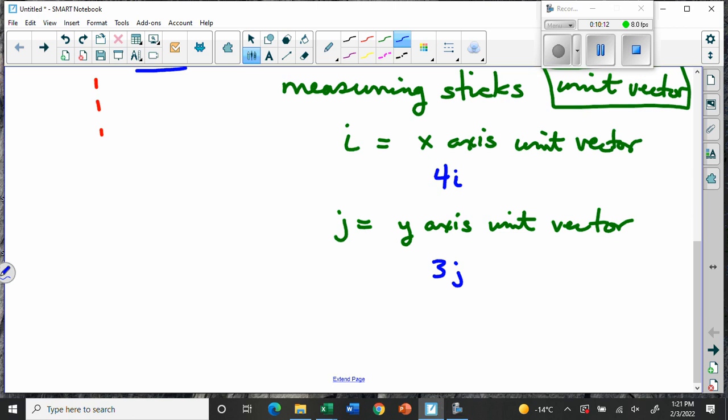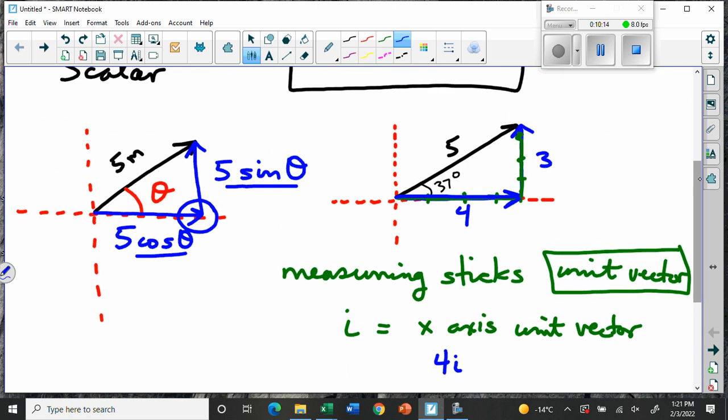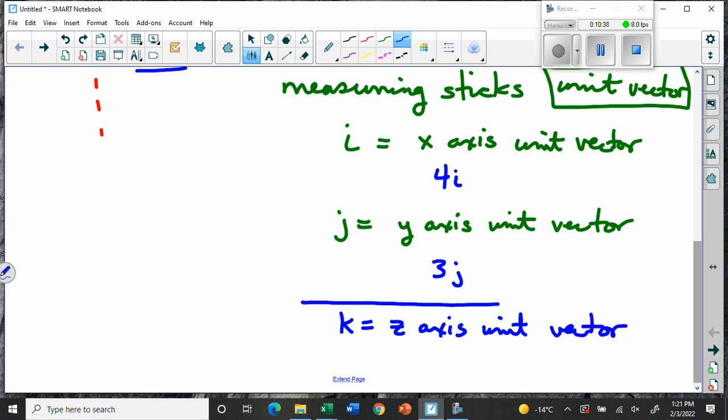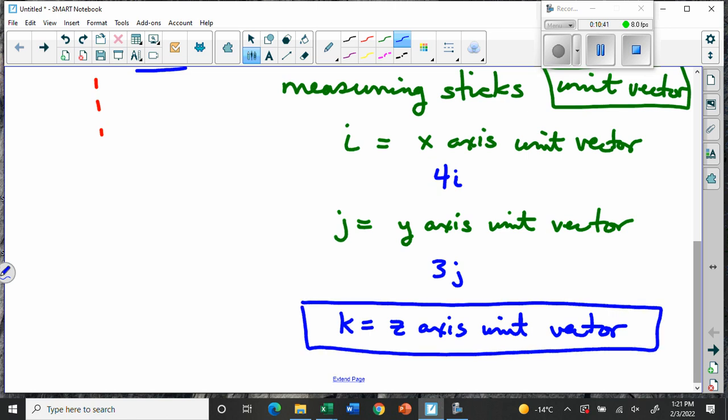We could add yet another 3-dimensional sort of z-axis that would come in and out of the board. And I could also have measurements on the z-axis. We won't do that because it's a little complicated, but guess what? k is the z-axis unit vector. So you could also add a 3rd dimension to your vectors. We're not going to do it for our sake, but down the road you might.